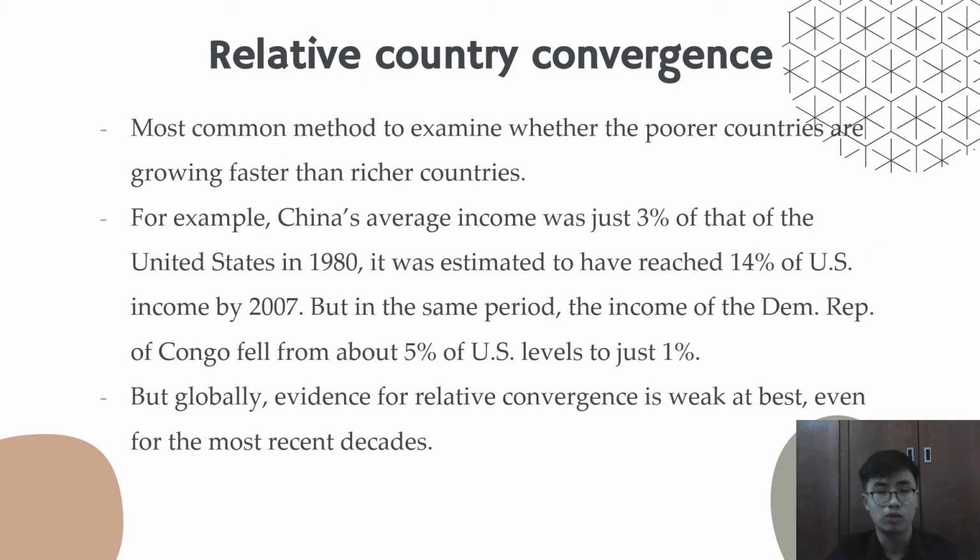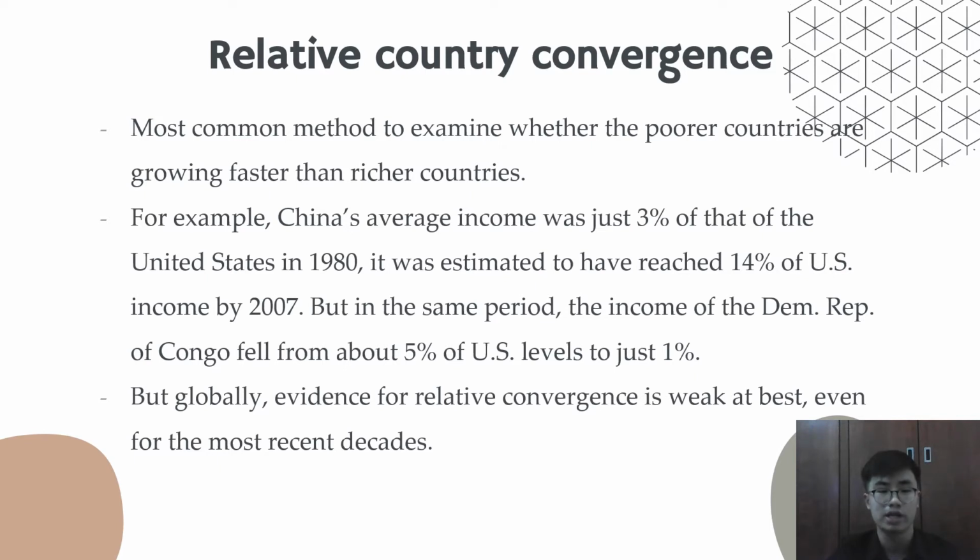The first convergence is relative country convergence. That is the most common way to examine whether poorer countries are growing faster than richer countries. In this method, we take a certain country as the benchmark and compare it with other countries.